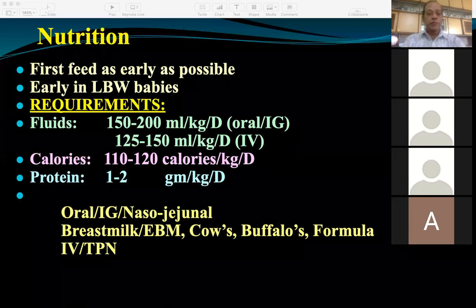The nutrition can be given orally, intragastric, nasojejunal. Then it can be breast milk, expressed breast milk, cow's milk, buffalo's milk, or formula feeding. And of course, you have intravenous fluids and total parenteral nutrition.